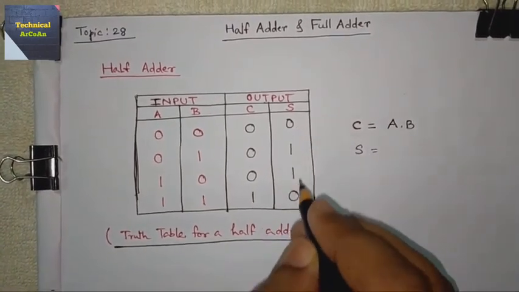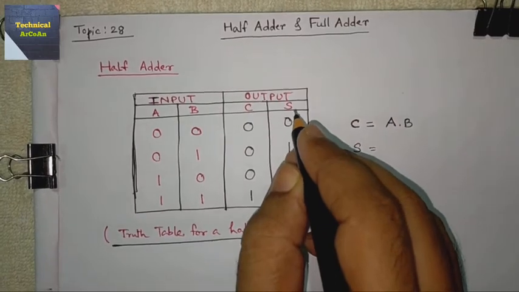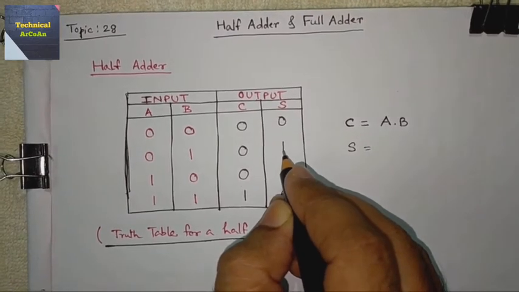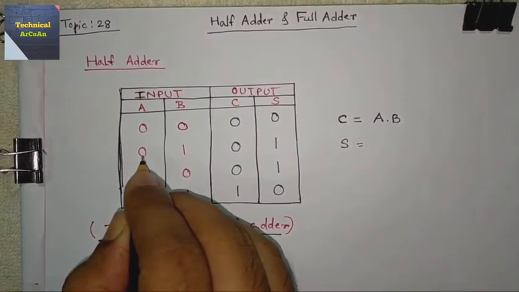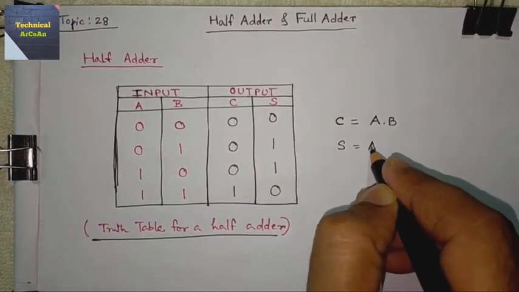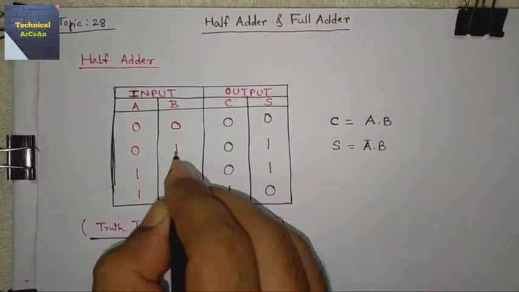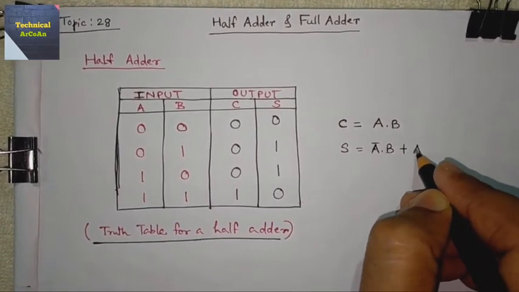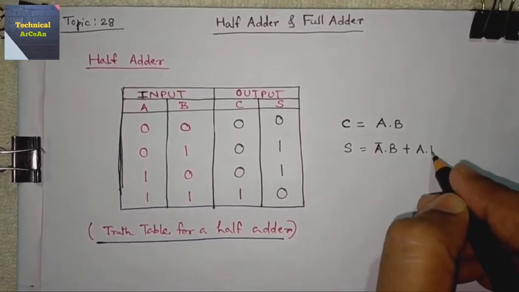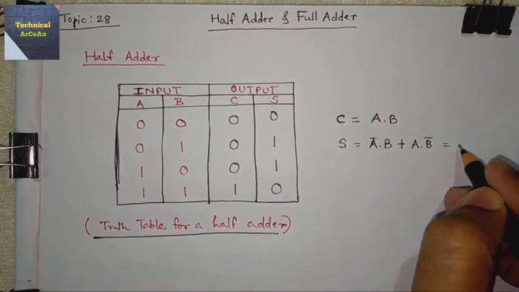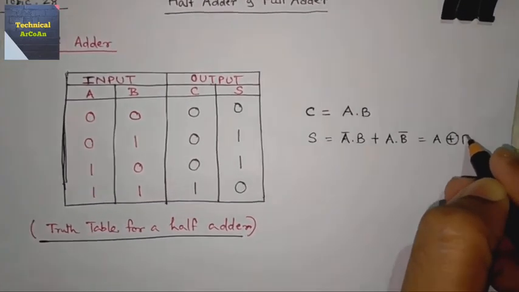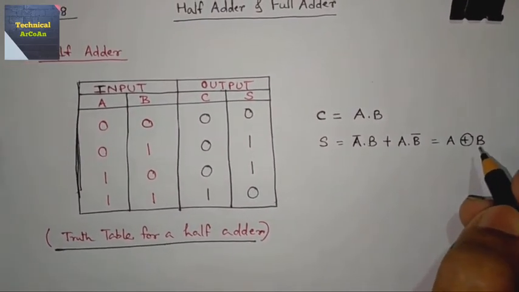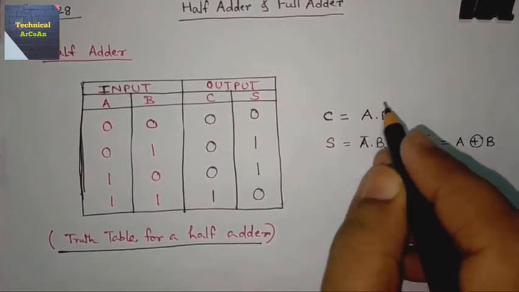Now for the sum column, we write S equal to the sum of products, which means there are two product terms. In the first position, A is 0, so A complement dot B, and B is 1, so it is normal. In the other position, A is 1, so A is normal, dot B is 0, so B is complement. This can also be written as A complement dot B plus A dot B complement, which is known as the XOR function, and A dot B is the AND function.